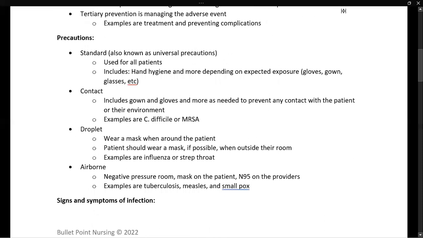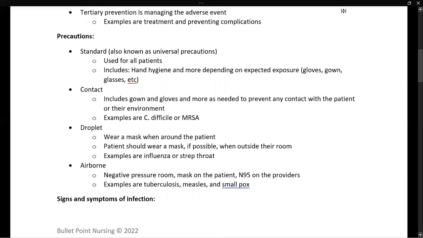Next, we have contact precautions. This includes gown and gloves and more as needed to prevent any contact with the patient or their environment. Examples of situations where you would need contact precautions, or where a patient would be labeled as being on contact precautions, are C. difficile or MRSA. Next, we have droplet precautions. In this case, you wear a mask when around the patient, and the patient should wear a mask when being transported around the hospital. Examples of patients that would need droplet precautions are influenza or strep throat.